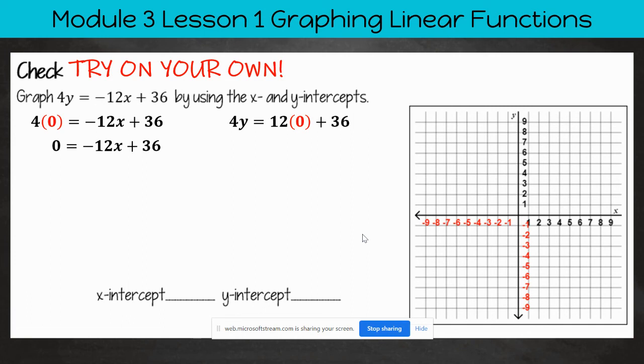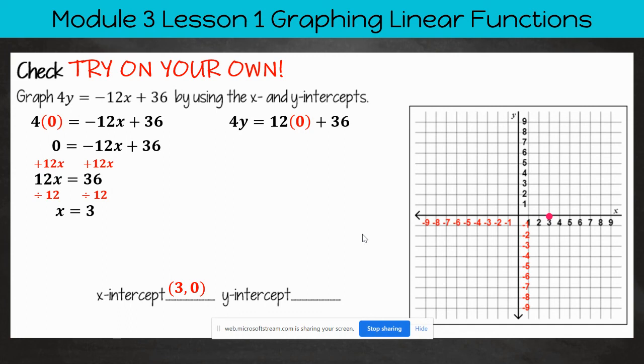In the equation on the left, we end up with 0 equals negative 12x plus 36. Well, we have to get our variables on one side and our constants on the other. So I thought that the easiest way to do that would be to add 12x to both sides. So 12x is equal to 36. Then I'm going to divide by 12, and x is equal to 3. So that means that my x-intercept is at 3, 0. And I can go ahead and graph that point.